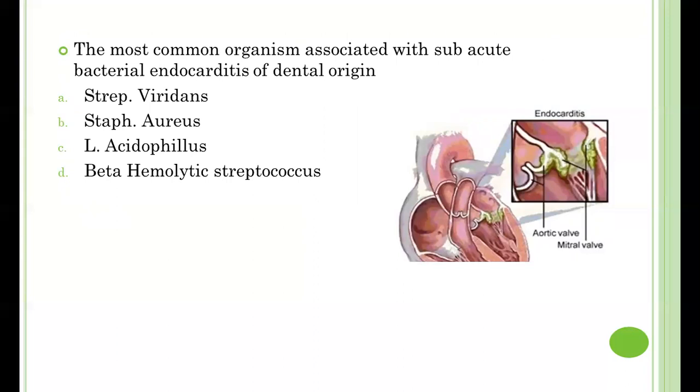The most common organism associated with subacute bacterial endocarditis of dental origin. The options are Streptococcus viridans, Staphylococcus aureus, Lactobacillus acidophilus, beta hemolytic streptococci. So the correct answer is option A, Streptococcus viridans.